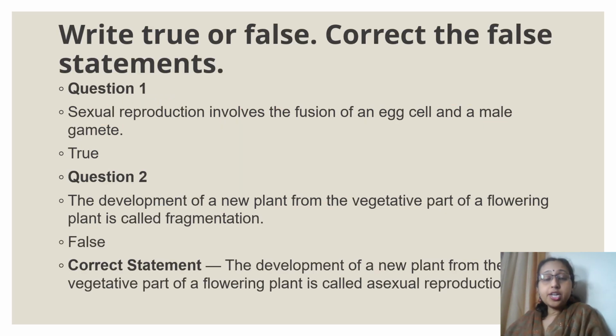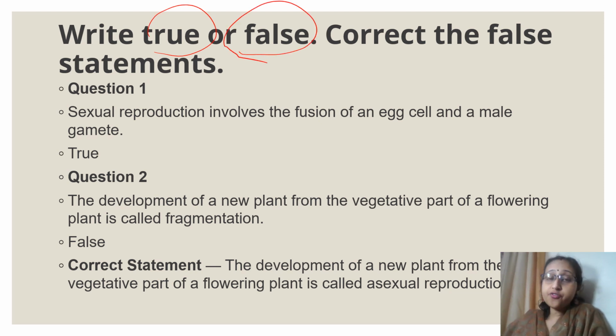Now here write true or false and correct the false statement. So if the statement is true, no need to rewrite it. It is already true. And if it is false, you have to correct it, right? Now the first question is sexual reproduction involves the fusion of an egg cell and a male gamete. So this is obviously true. So no need to correct it or write the correct answer.